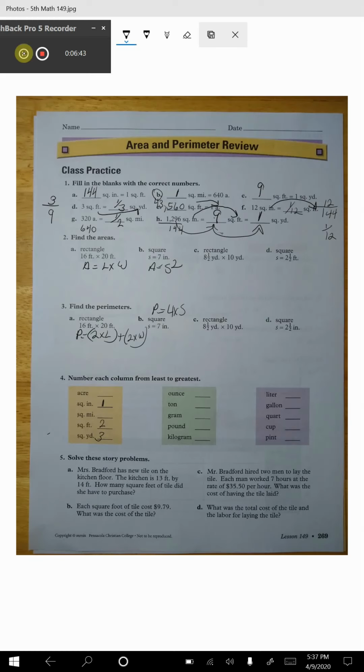So it takes more acres to make a mile. It takes a bunch of acres to make 1 square mile. So these guys would be next and he would be last.